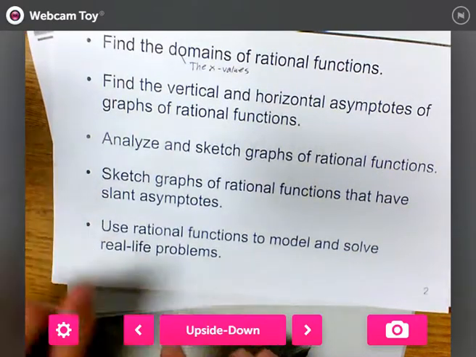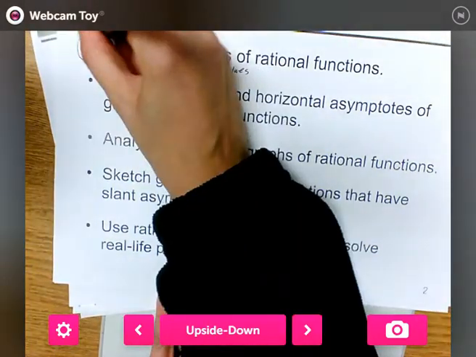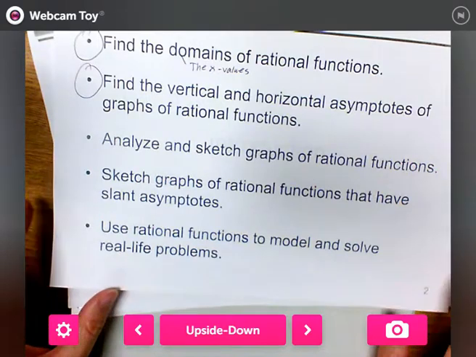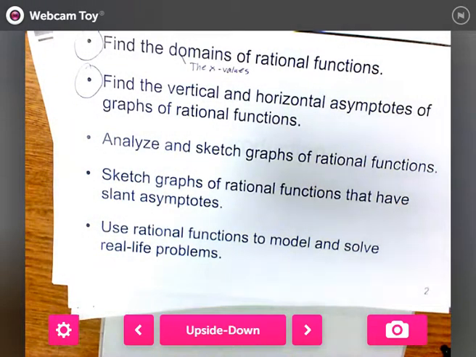Okay? What we're really going to talk about today is just these first two. We're going to find domains. We're going to talk about vertical and horizontal asymptotes. And that's what your homework is going to be on. I do want you to write all this down and think about these as all the things that you will know how to do. And I will reference this page again.